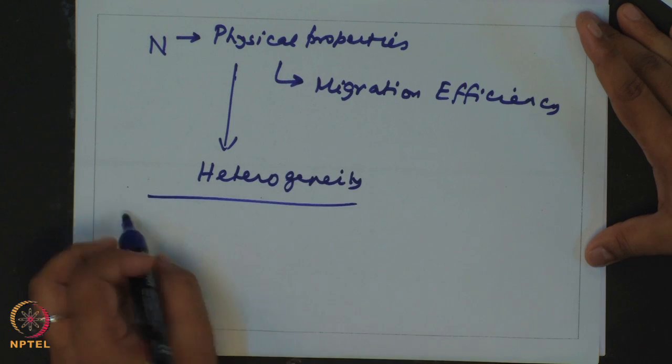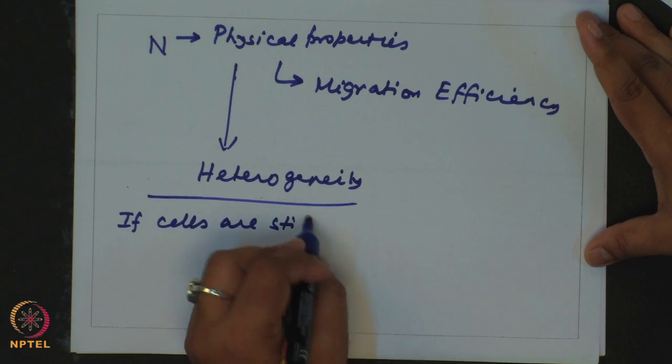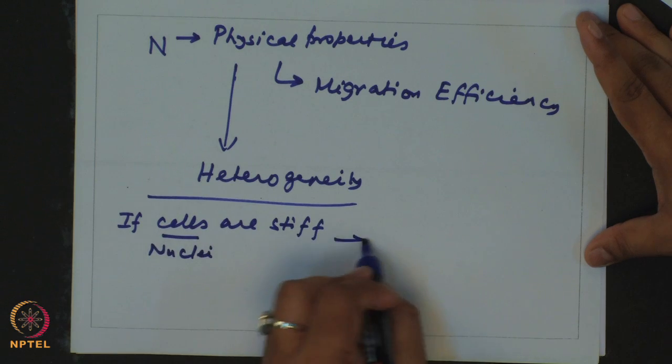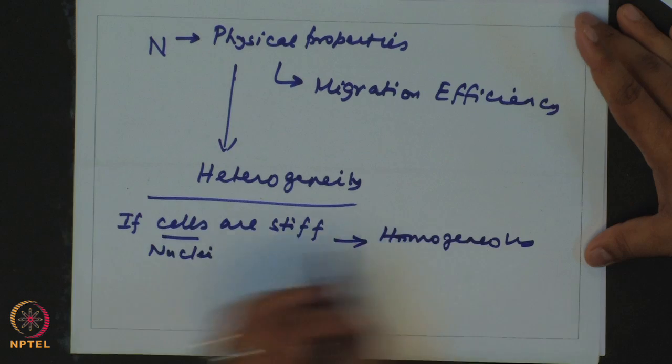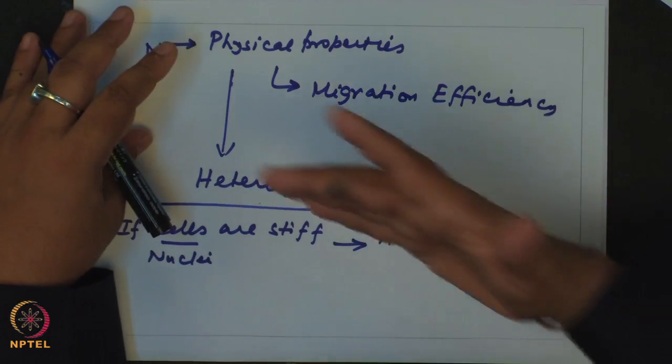So, if cells and nuclei are stiff, then this population should be more homogeneous, less likely to migrate, and more homogeneous, because this kind of defect will be less likely. With that, I stop here.